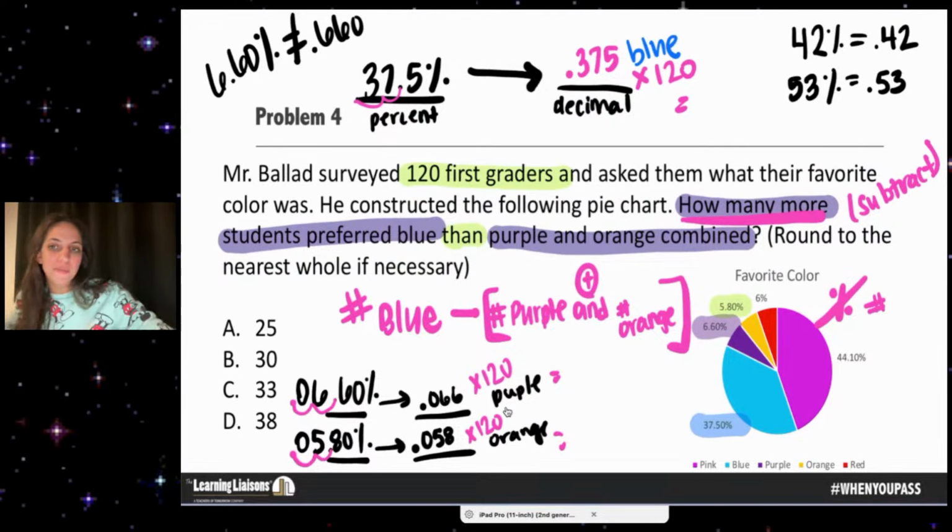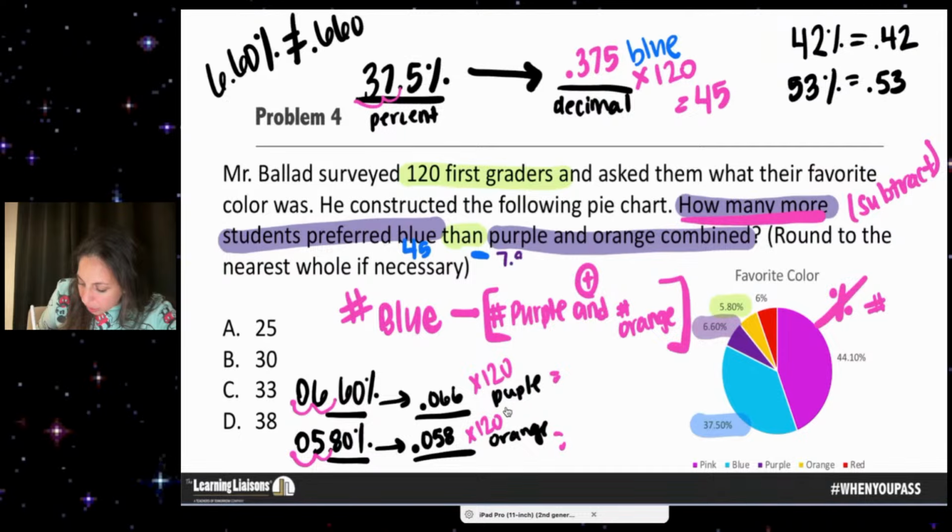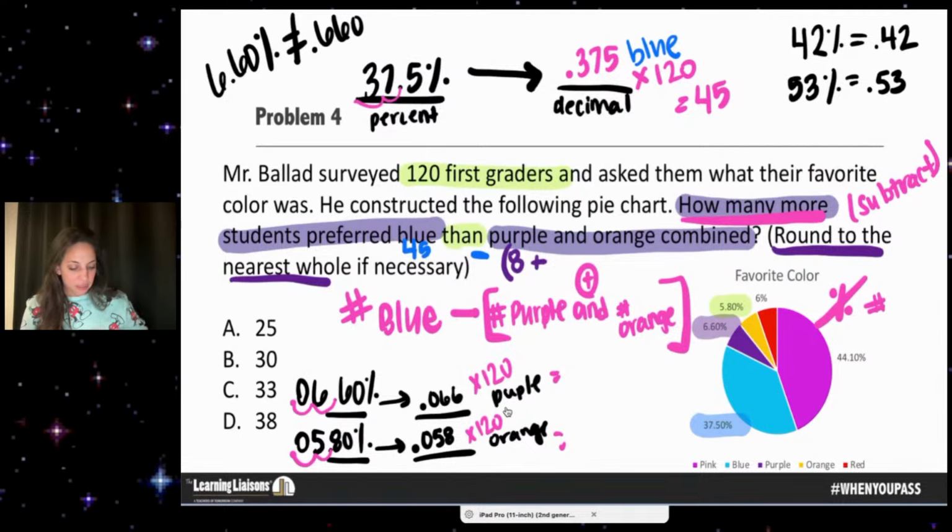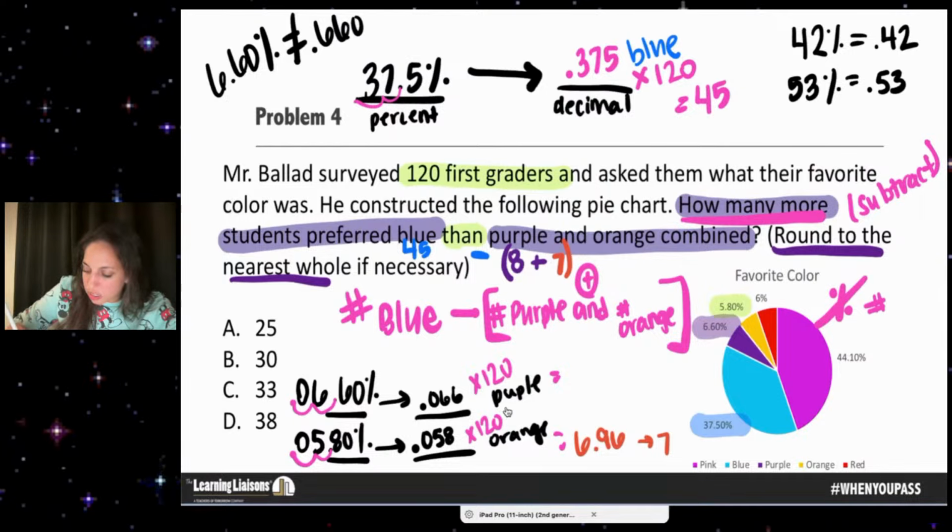And I'm going to use my calculator for this one. So 0.375 times 120 equals 45. So 45 students chose blue minus purple and orange combined. So 0.066 times 120. That equals 7.92, but it says round to the nearest whole. So that rounds up to 8. So I'm going to write an 8. And orange combined. So 0.058 times 120. That equals 6.96, which rounds up to 7 because that 9 tells us to round up. 8 plus 7 is 15, so I'm going to do 45 minus 15, and that gives me an answer of 30.